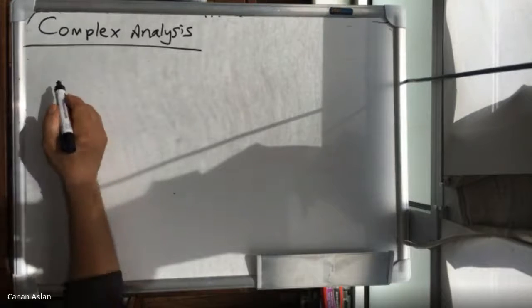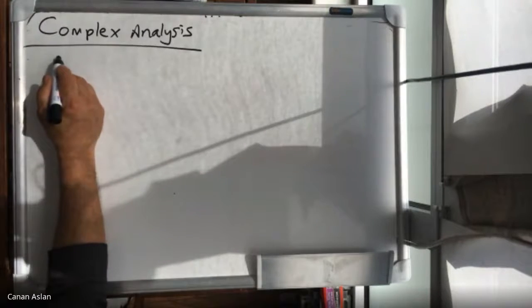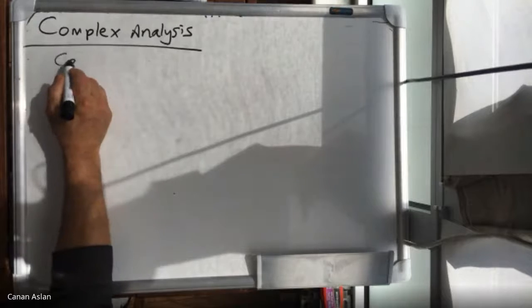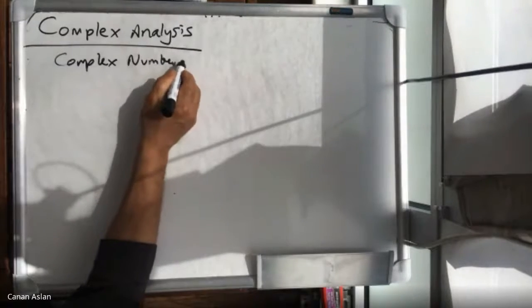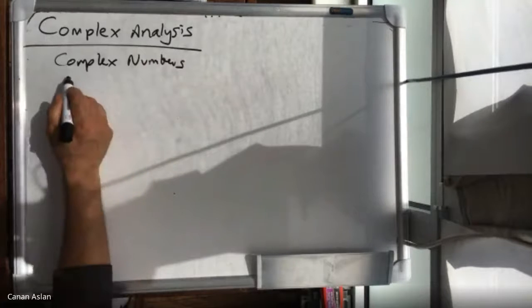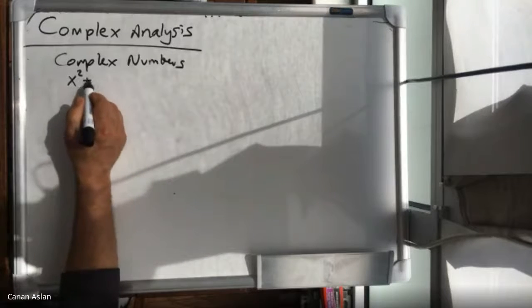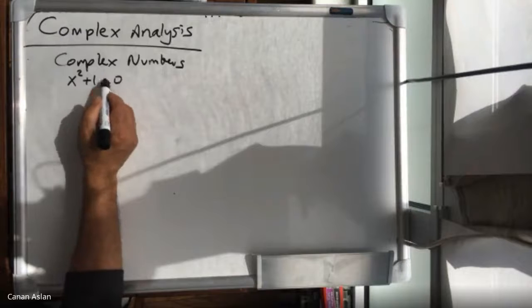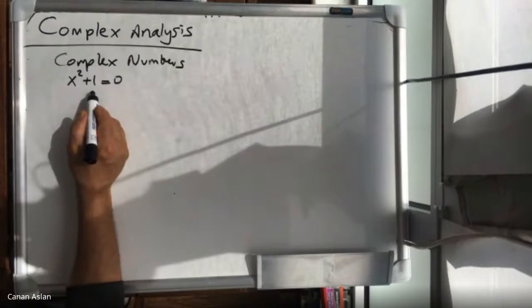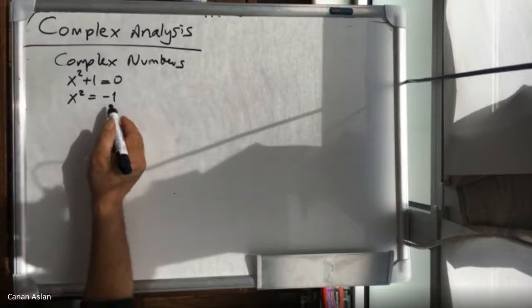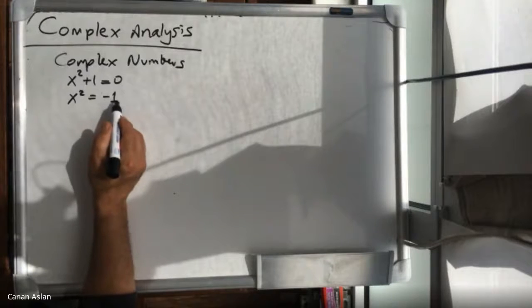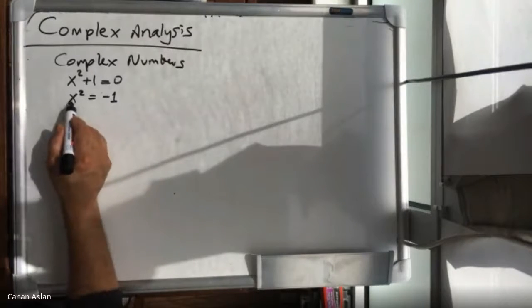Okay, let's look at the numbers first. Let's start with complex numbers. We know that if we have x squared plus 1 equal to 0, the solution of this is not real, because x squared will be equal to minus 1 and the solution will be complex, because there is no such number to give you minus 1 when you square it.